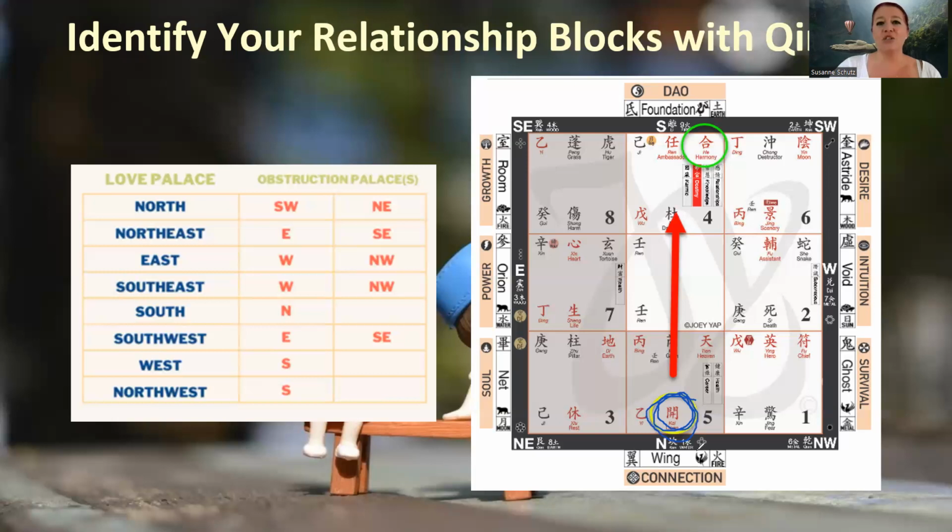All right. So this is what you can derive when you look at the obstruction palaces in your Qimen Destiny chart. And as I mentioned, some of us have two. So you need to work on two issues, or at least those that you feel relate to you or resonate with you. And if you only have one, then that's great because you really only have one issue to work on. All right, so I hope this helped.